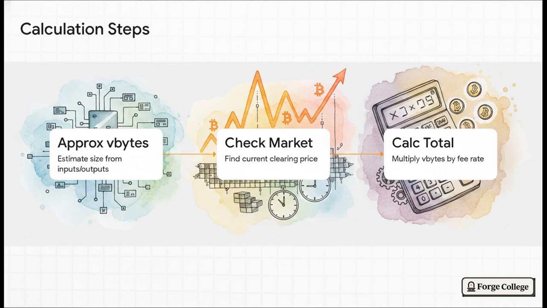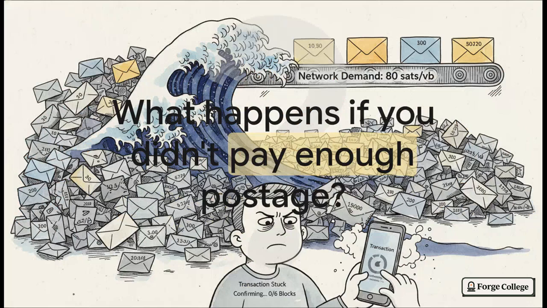And finally, Step 3, just multiply your vBytes by that market clearing fee rate, and boom, you've got the total satoshis you need to attach to your transaction. But what happens if you get it wrong? Say you estimate 20 sats per vByte, but out of nowhere, a massive wave of network demand pushes the clearing price all the way up to 80. Well, your perfectly valid package is now just gathering dust in the mempool waiting room.